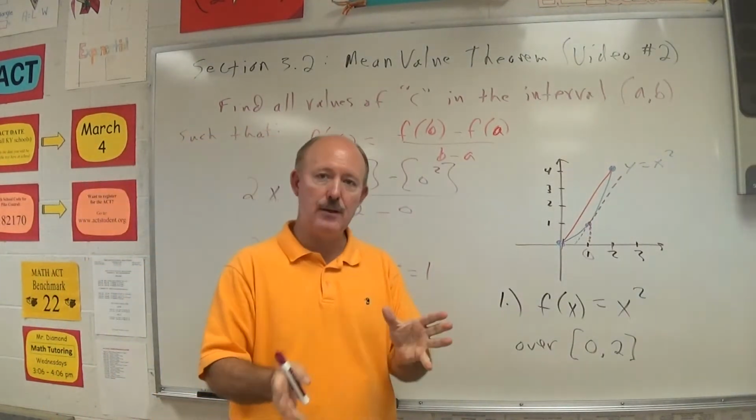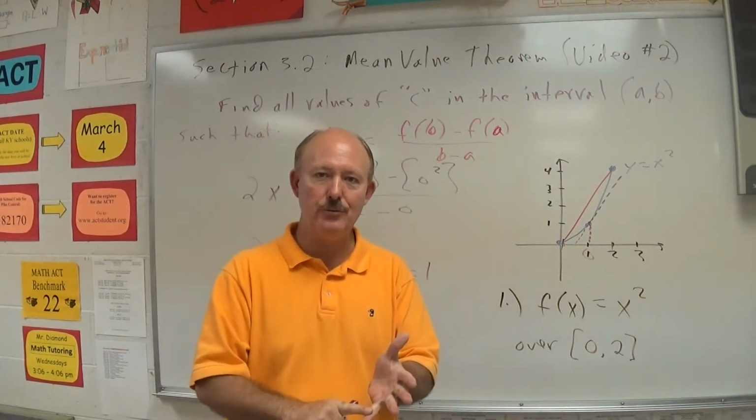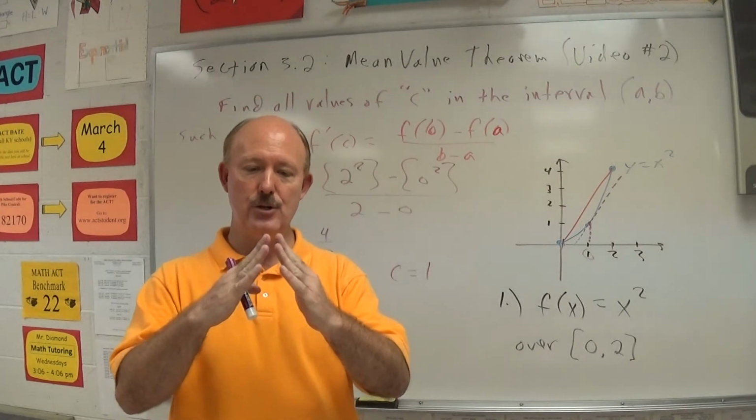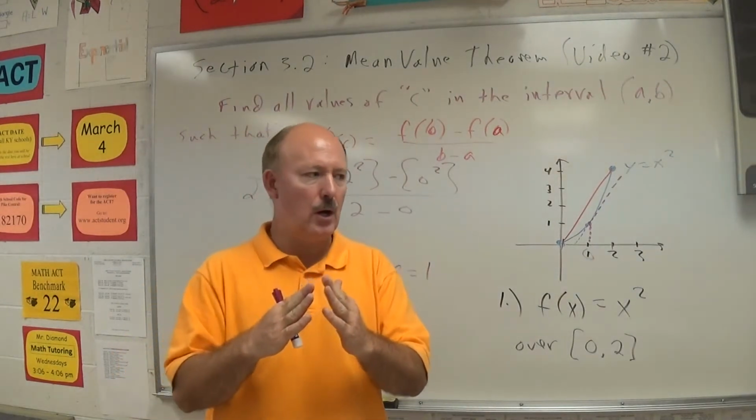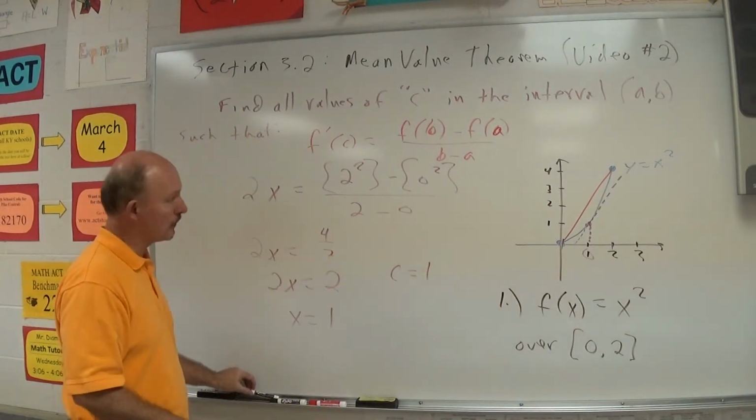Now you've got to remember about the mean value theorem: your curve has to be differentiable. That means it has to be continuous and differentiable, so no sharp corners or sharp curves. It has to be a smooth curve. All right, so this is our first problem.